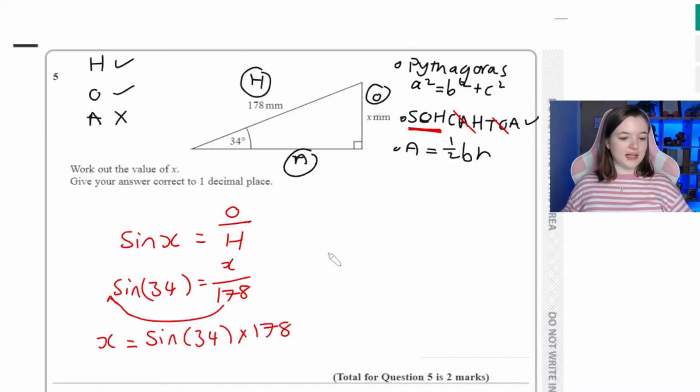Type that into your calculator, sine 34 times 178, and you should get 99.53.